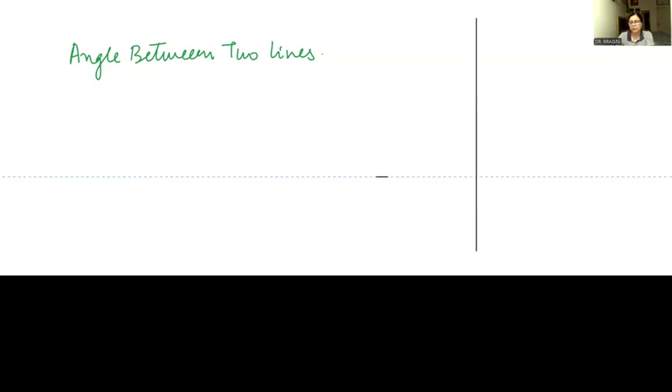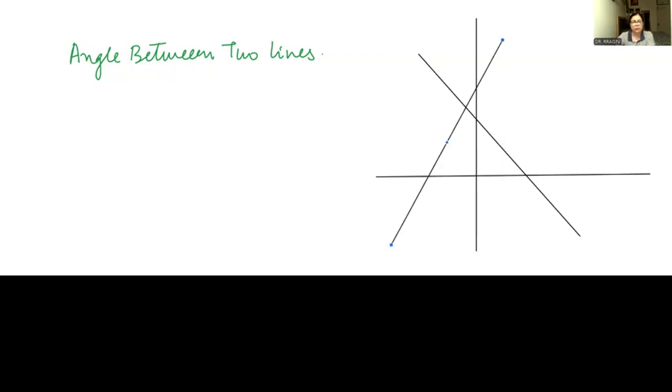Let's say we have two lines intersecting at some point, right? Let us assume that this is line L1 having slope M1, right? This is angle theta. Now this is angle phi, and this is line L2 having slope M2, right?